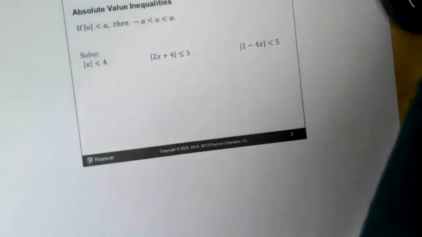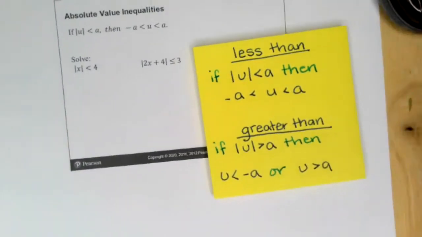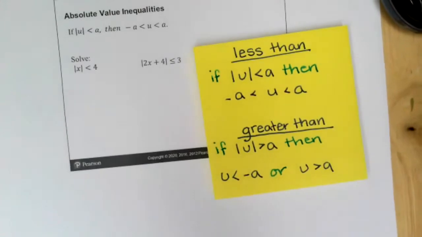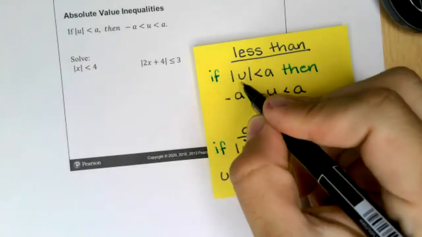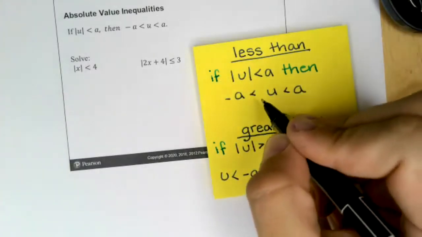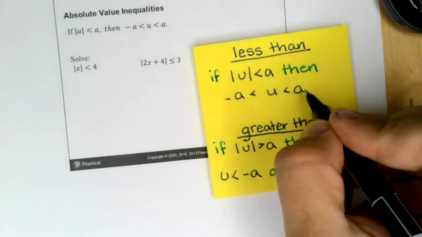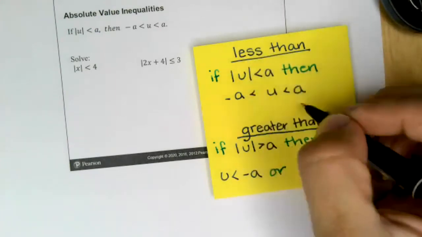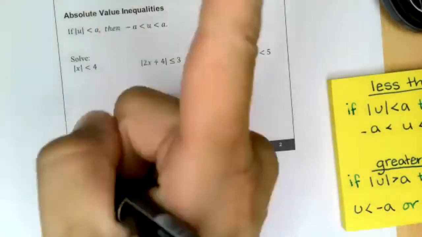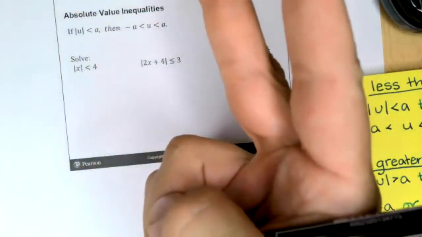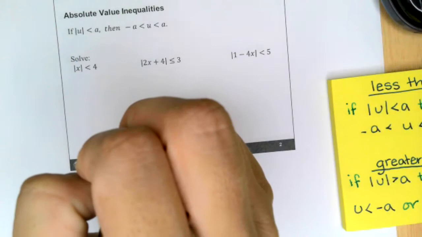So the rule is, and I wrote it here because I would put it on my note card. The rule for less than for an absolute value is, if the absolute value is less than a, then we rewrite it as -a is less than it, no absolute value bars, which is less than the original a. Okay, so here, same rules as before. Isolate the absolute value, set it equal to its new equation, or sorry, inequality, and then isolate x.